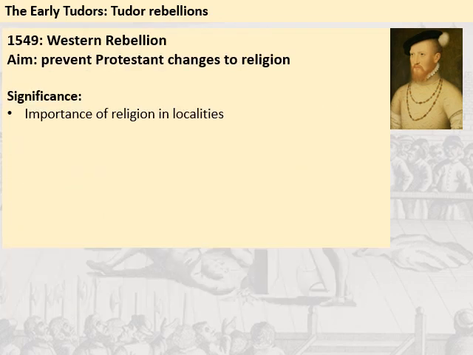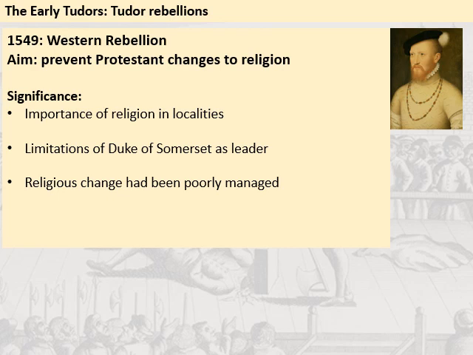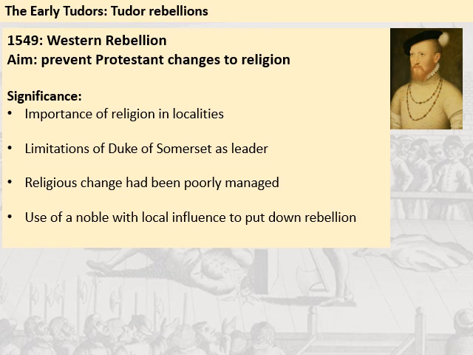So our significance here is we can see the importance of religion in the localities, and the way that religious change had to be carefully managed. We see the limitations of the Duke of Somerset as a leader and the weakness of his position. And we can see that the Edwardian Reformation had been poorly managed, that the introduction of key changes had been clumsy and unsuccessful in the localities. But again, we see the use of a noble with local influence being used to put down the rebellion.